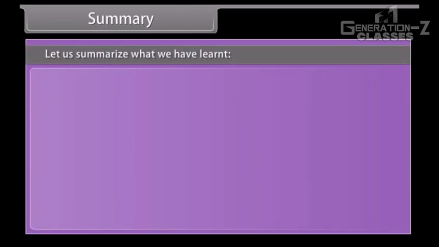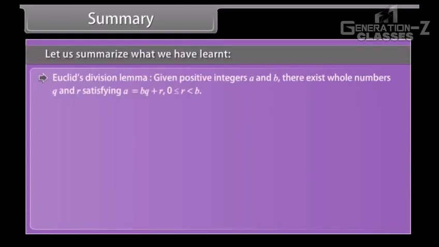Summary. Let us summarize what we have learned. Euclid's division lemma: given positive integers a and b, there exist whole numbers q and r satisfying a = bq + r, where 0 ≤ r < b.